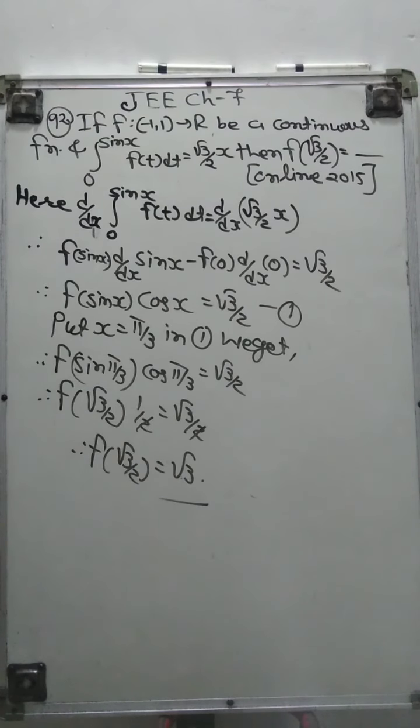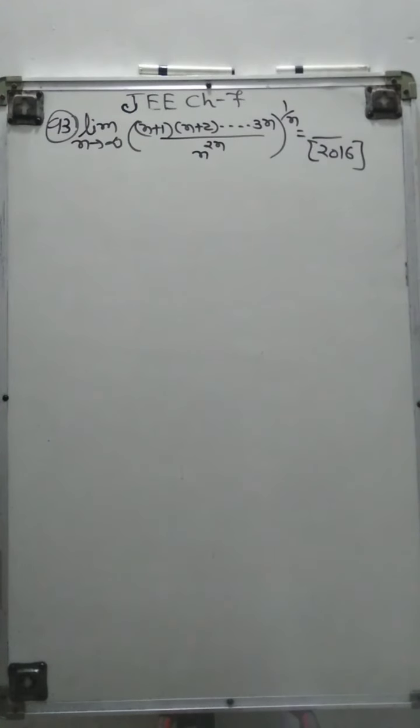Then we go for the next one. Next, 93: limit n tends to infinity, (n plus 1)(n plus 2) up to 3n upon n raised to 2n, whole raised to 1 upon n is equal to dash. This is a 2016 JEE question.